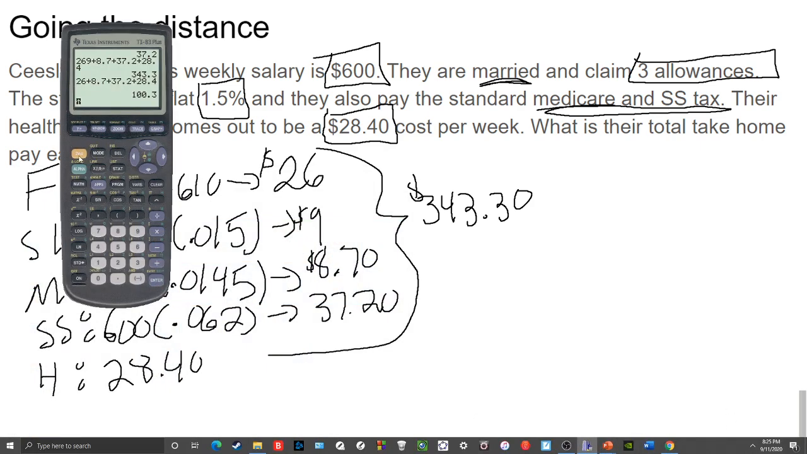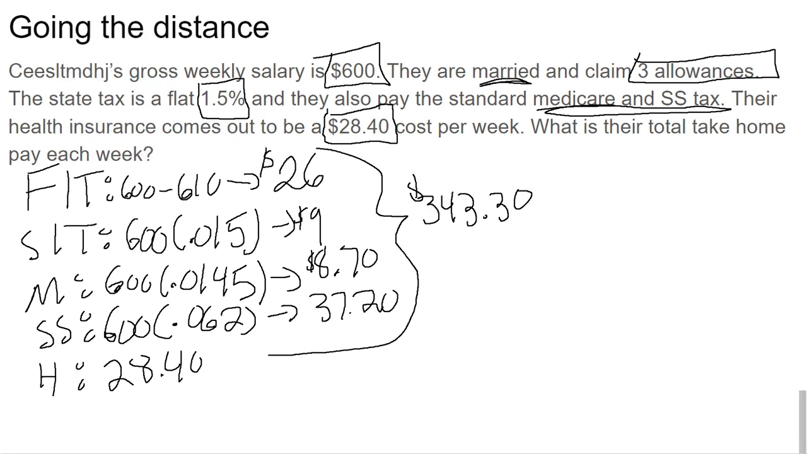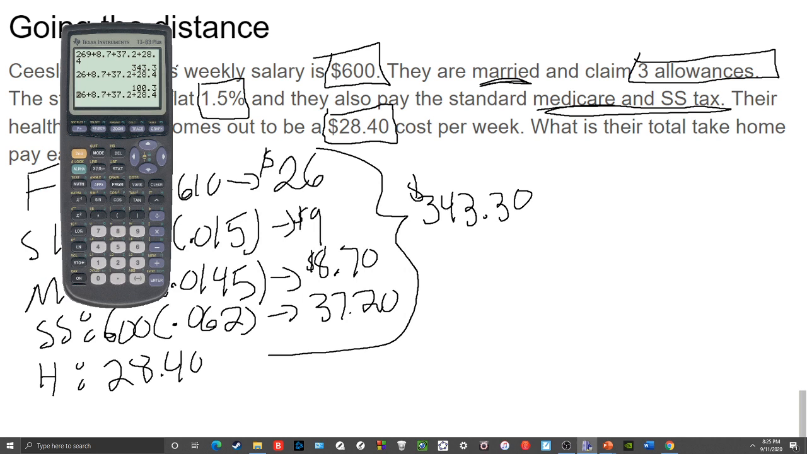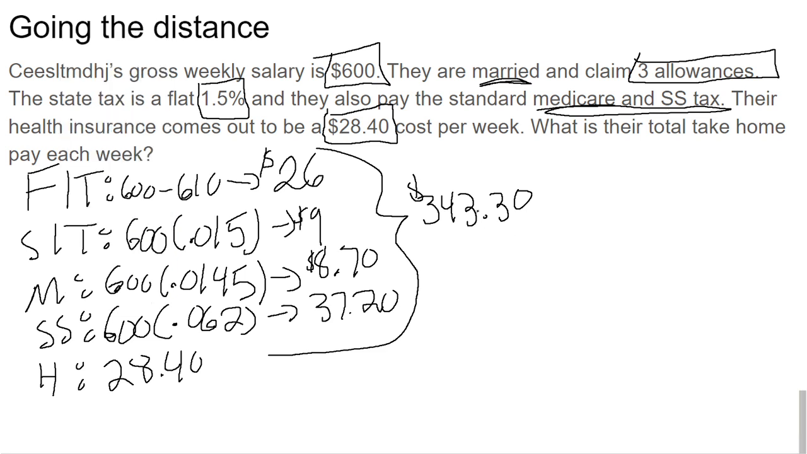Oh my gosh. Okay, let me try again. Technical troubles here. Stay with me. There we go. 26 plus 9 plus 8.7 plus 37.2 plus 28.4. Okay, there we go, 109.3. Finally. All right, that was my bad there, folks.